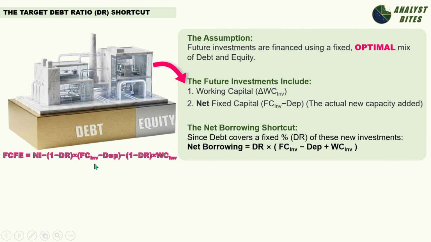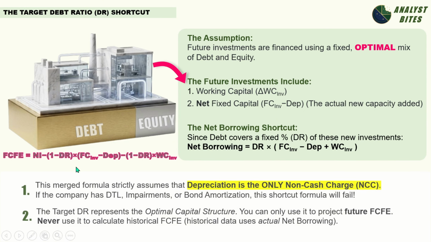Finally, I must emphasize the two strict rules for using this DR formula in the exam. Number one, just like I said before, its fatal flaw is that it must assume depreciation is the only non-cash charge. Number two, this formula is strictly forecasting the future. It assumes the company will hit its ideal target capital structure. Do not use the company's messy historical debt ratio to calculate historical FCFE with this formula. It won't work.